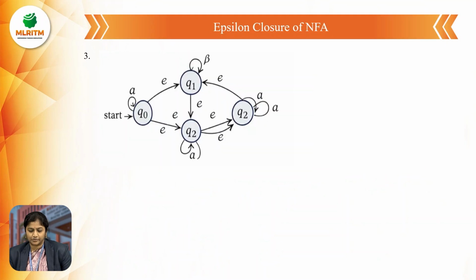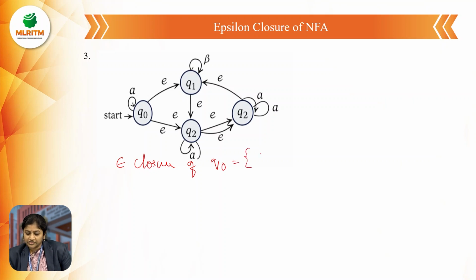We'll see one more example. See, in this, how many states are there? Again, 4 states are there. What are the input symbols? Again, A, comma, B. And E is nothing but epsilon. So we'll write first for epsilon symbol, epsilon closure of Q0.